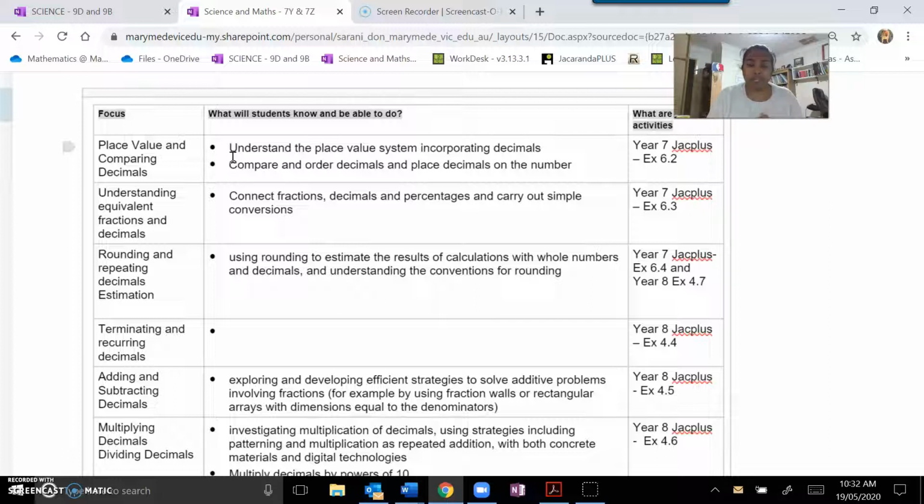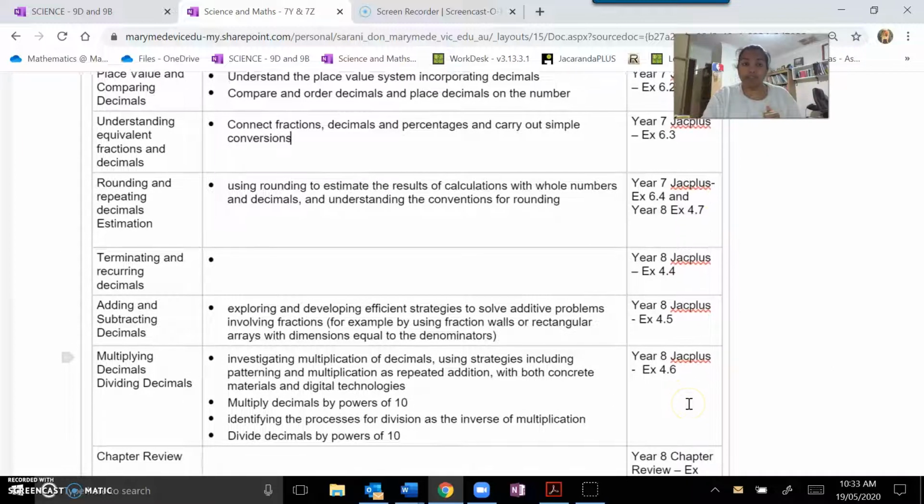Then we're going to look at exercise 6.3, again in the year 7 book. We're going to try link fractions, decimals, and percentages, because obviously they are all connected. Then we are going to look at rounding decimals, rounding up, rounding down, and repeating decimals. That is exercise 6.4 in the year 7 book, as well as exercise 4.7 in the year 8. So in the first 3, you're going to be using the year 7, and then we're moving on to year 8.